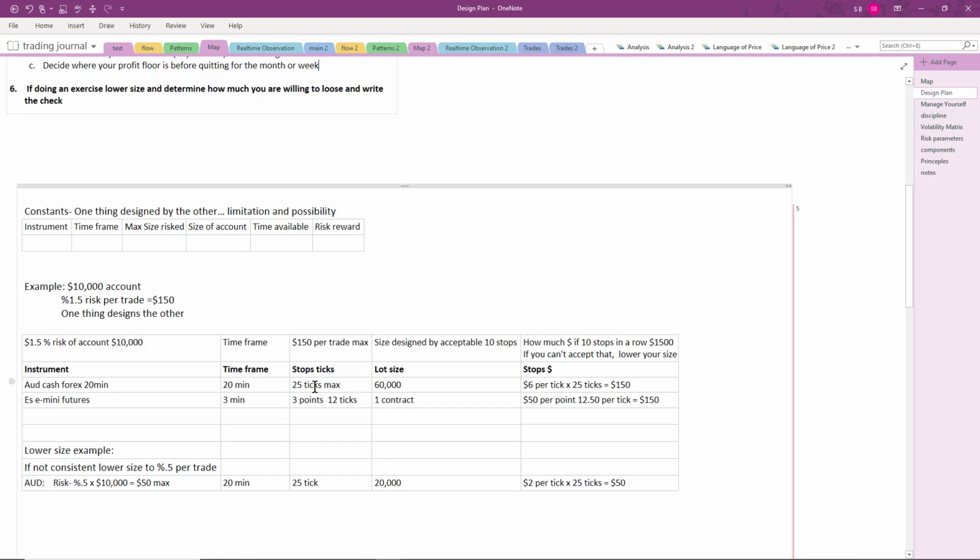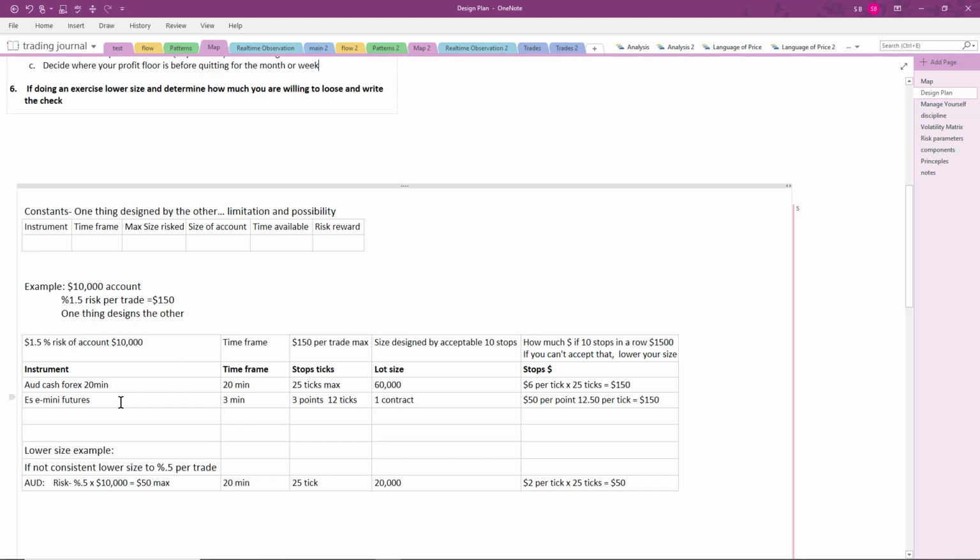So for instance, a lot in Forex is going to be about 100,000. Figure every 10,000 is about $1 a tick. So 60,000 is going to be $6 per tick. $6 times 25 ticks is 150. I'm all good to go to trade this with 25 tick stops and fit the parameters of my account.